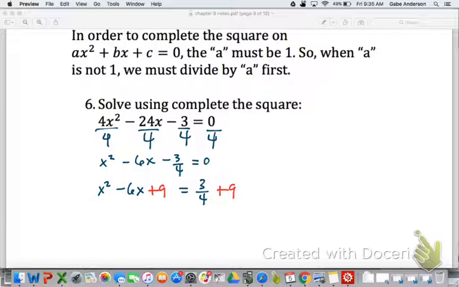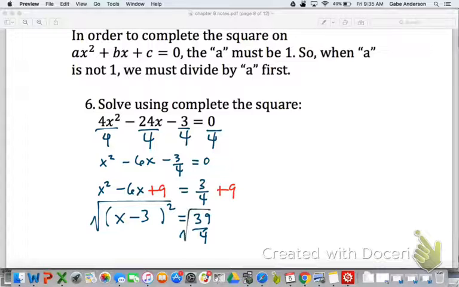Good? All right, the left side will factor pretty easily. How will the left side factor? x minus 3 quantity squared. And then 3/4 plus 9 should be 39/4 when you get that common denominator and add. Okay, what comes next? Square root, square roots. So I get x minus 3 equals plus or minus square root of 39/4.